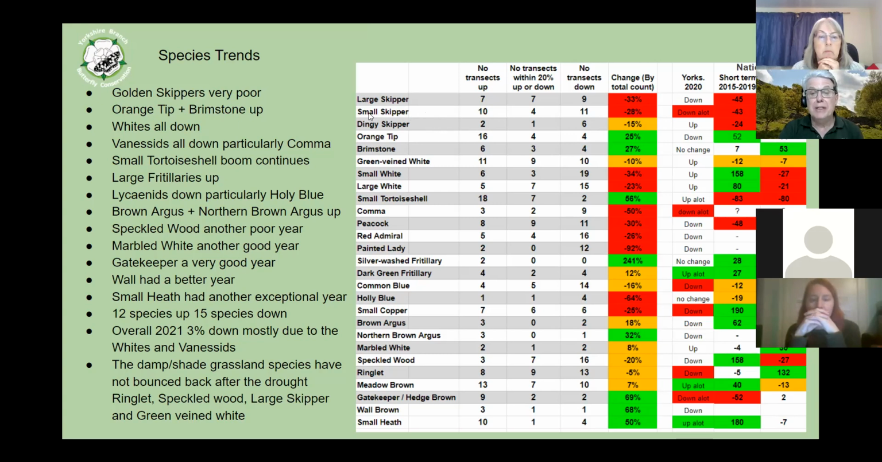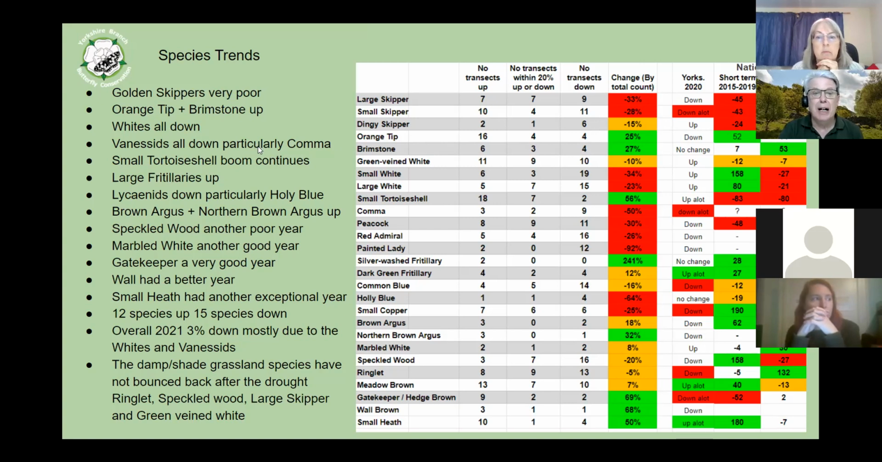Dingy skipper, obviously, it's not such a common species. It's been slightly down this year, up last year in the good spring, and overall, it's only a small change, slightly down.